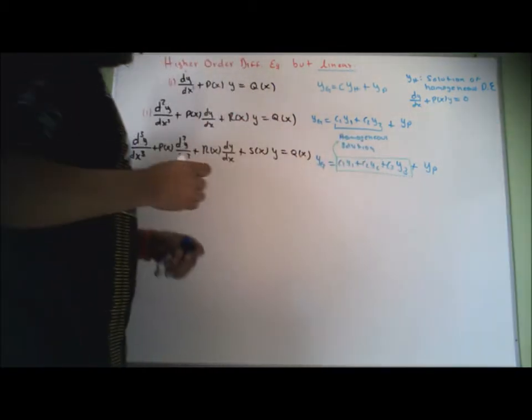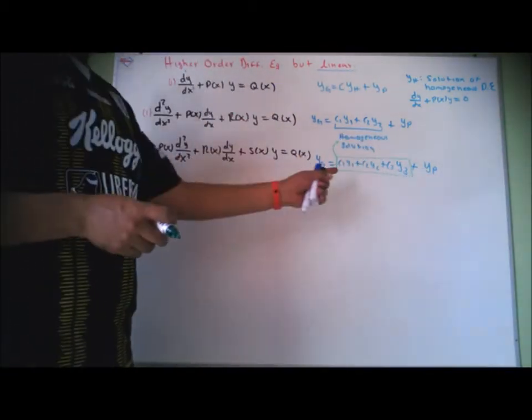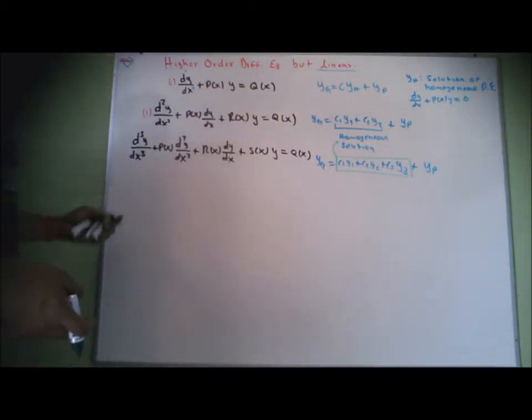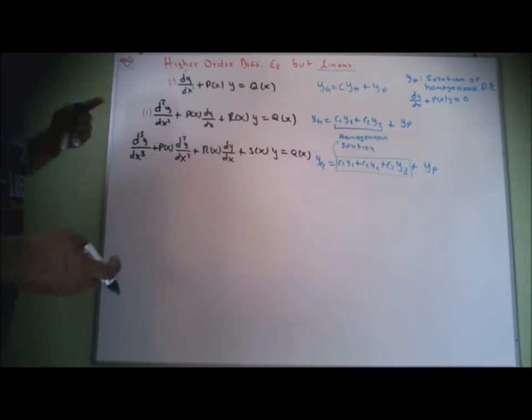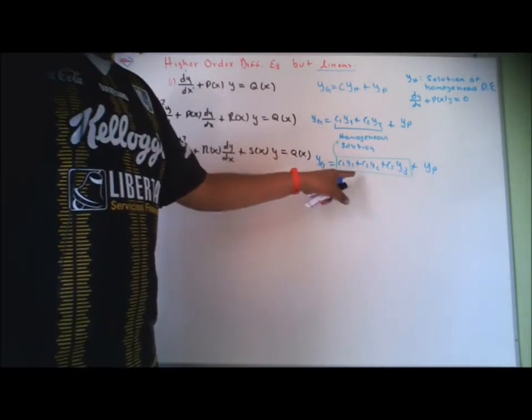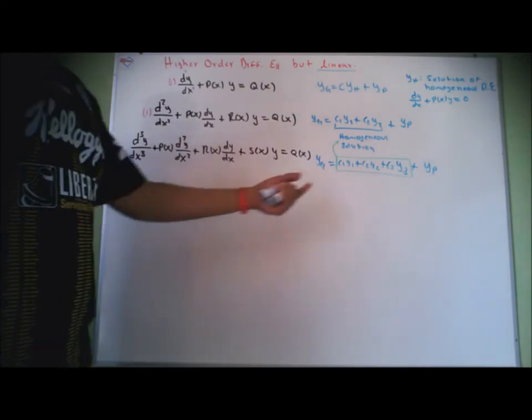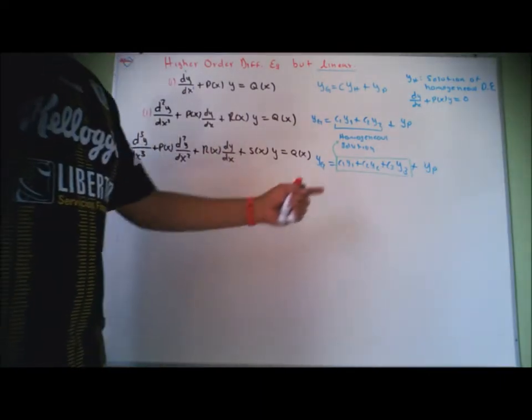Homogeneous solution. As you can see here, you have three solutions, y1, y2, and y3, and that is because you have a third order differential equation. So this is the rule: the order of the differential equation is the number of solutions in the homogeneous part. Because you have third order, you have three solutions, and you will have three constants.